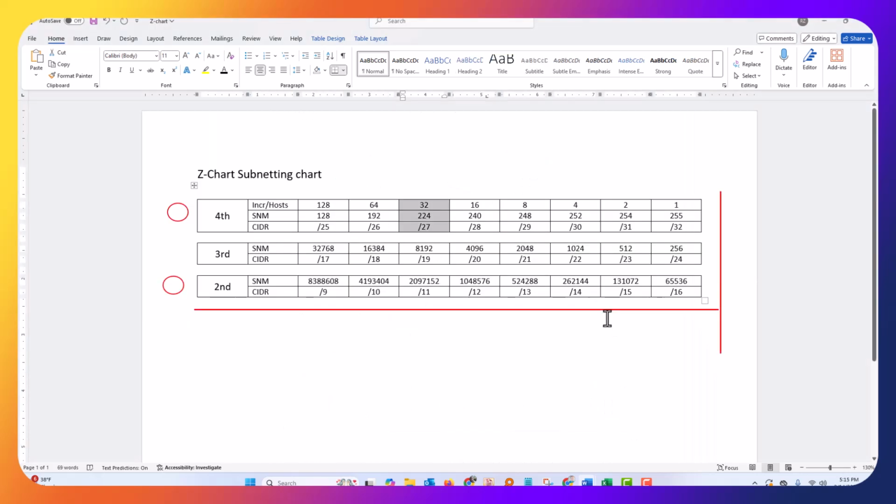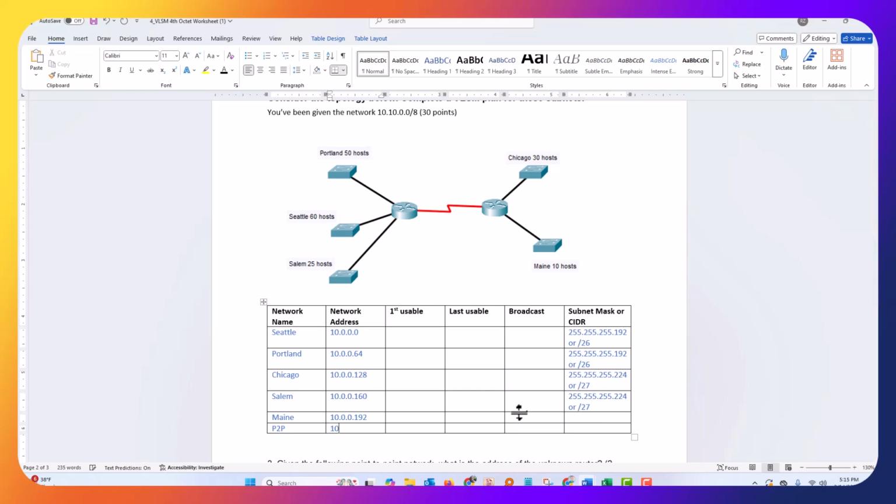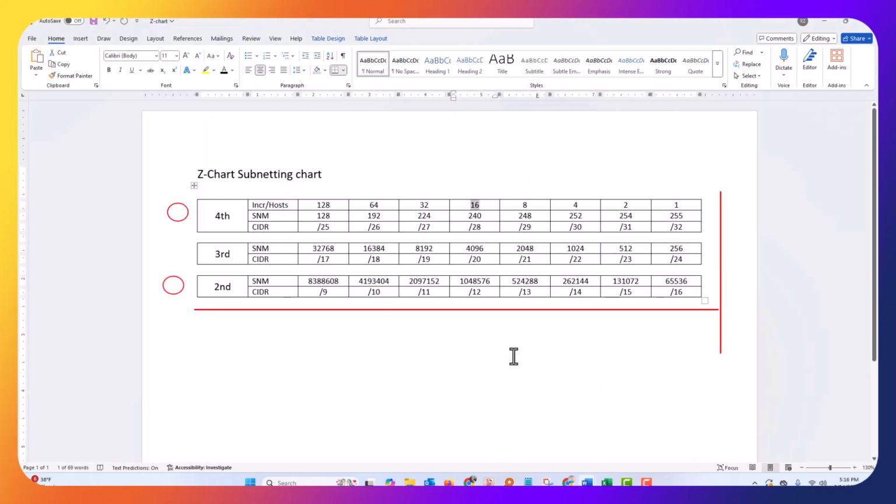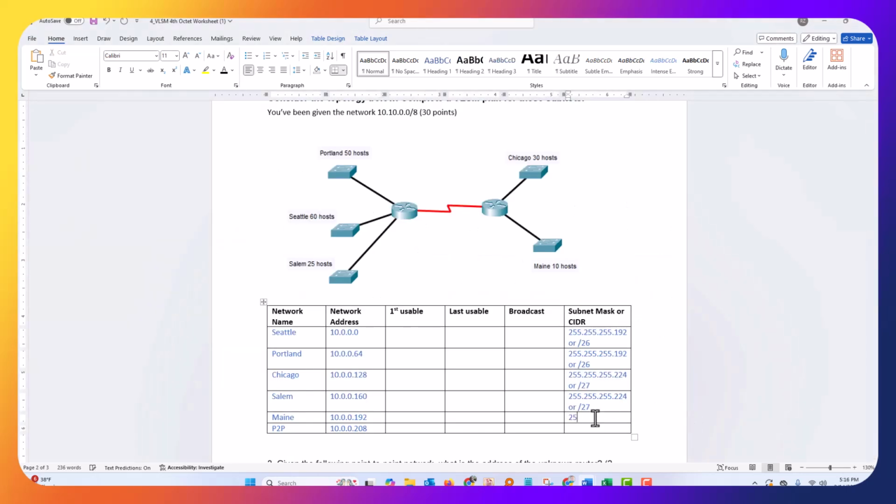Main needs 10 hosts. Well, I can use this one for main. I can use a /28, and that would give me an increment of 16. So let's see, 10.0.0. I need to go 16 more. 192, 208. There we go. And that one was a /28, which is 240 in the fourth octet, 255.255.255.240.